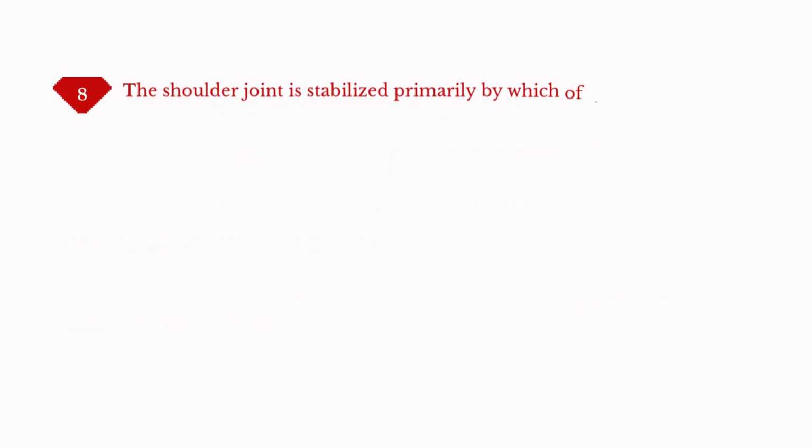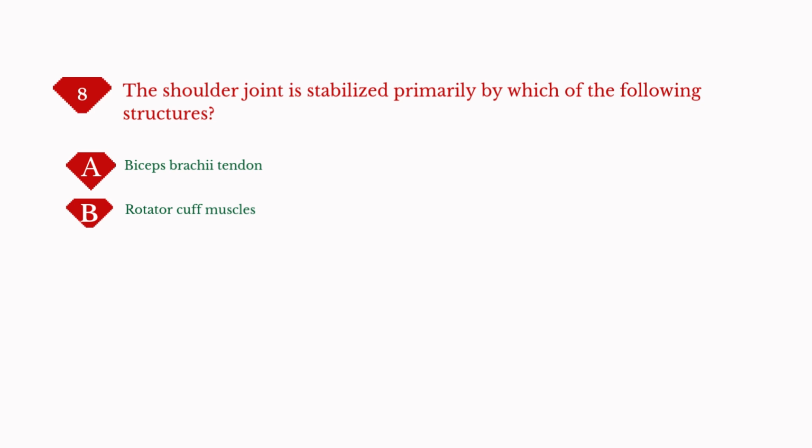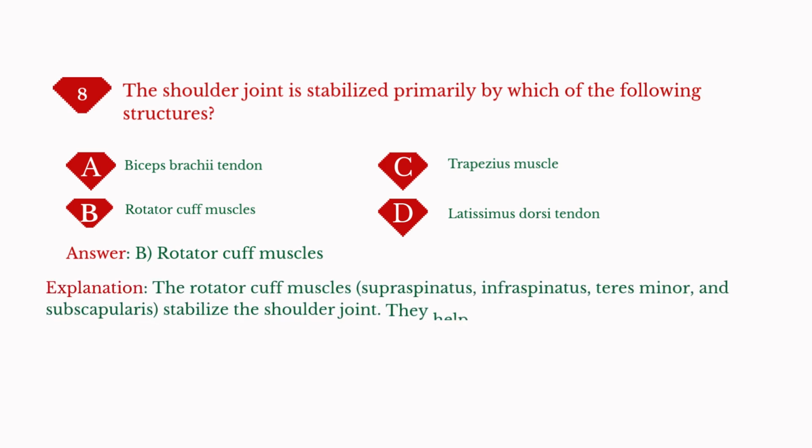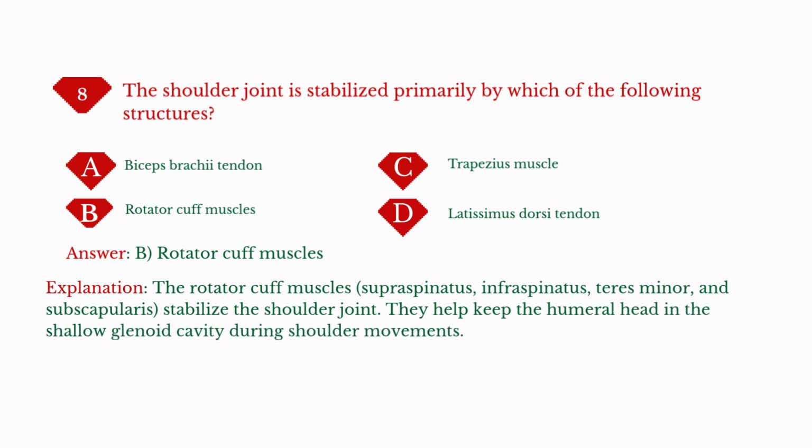The shoulder joint is stabilized primarily by which of the following structures? A. Biceps brachii tendon. B. Rotator cuff muscles. C. Trapezius muscle. D. Latissimus dorsi tendon. Answer: B. Rotator cuff muscles. Explanation: the rotator cuff muscles, supraspinatus, infraspinatus, teres minor, and subscapularis, stabilize the shoulder joint. They help keep the humeral head in the shallow glenoid cavity during shoulder movements.